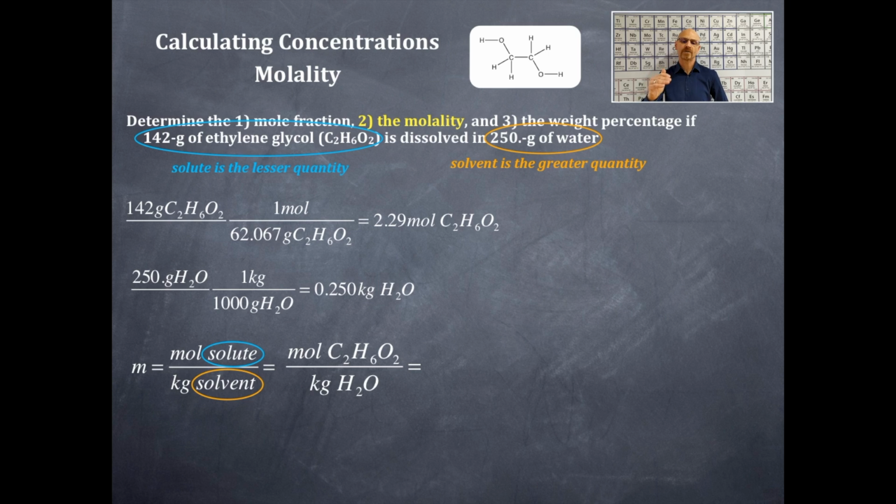That is the moles of the ethylene glycol divided by the kilograms of water. I'm going to plug in those values: 2.29 moles of ethylene glycol, that's C2H6O2, divided by the 0.250 kilograms of water. Divide these two numbers, and now I get 9.16 molal. So the molality is 9.16 molal. That's the moles of the solute divided by the kilograms of the solvent.